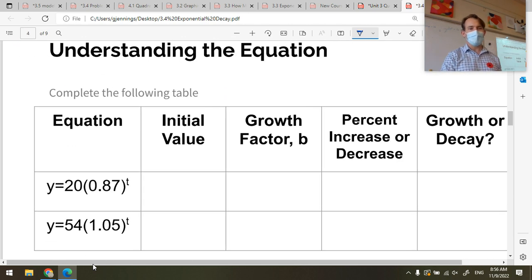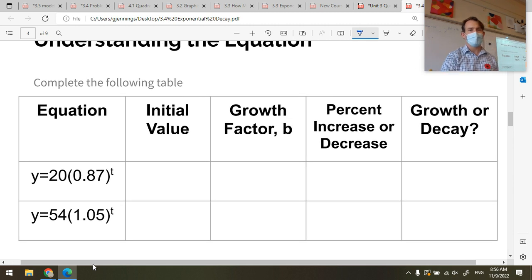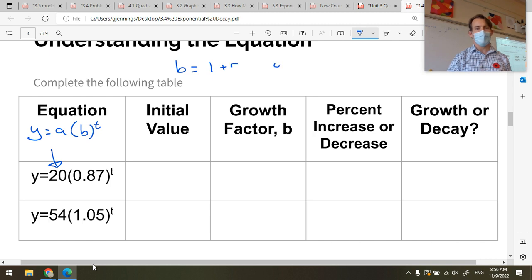Here are a couple equations that we would like to analyze in a table. In both cases, the initial value is going to be given here. Just to remind you, this is y is equal to a multiplied by b raised to the power t, and b is equal to either 1 plus the rate of change or 1 minus the rate of change. So let's take a look.